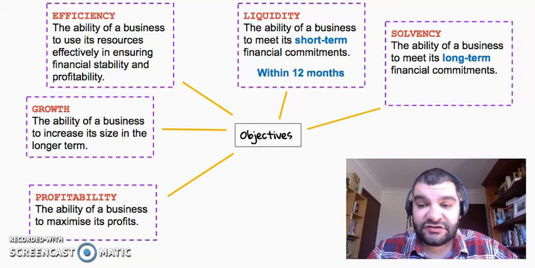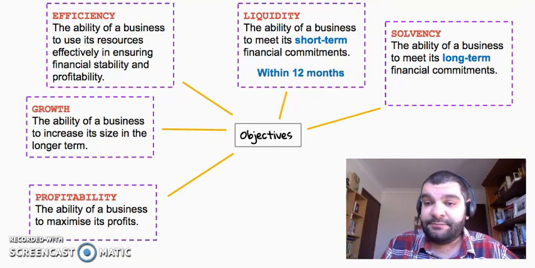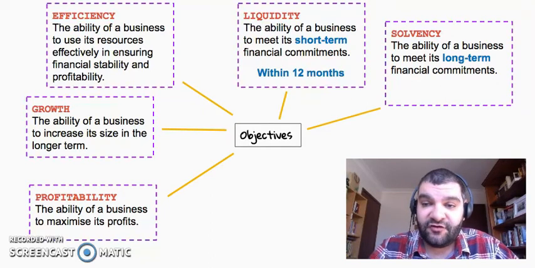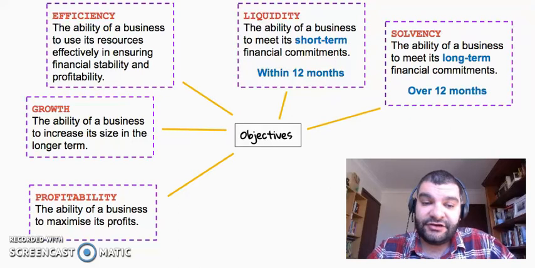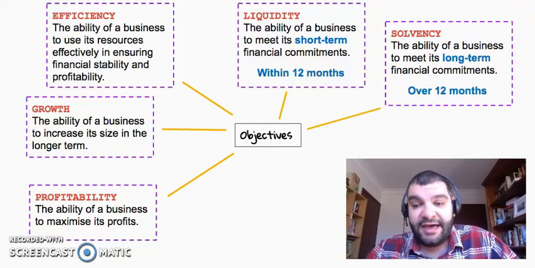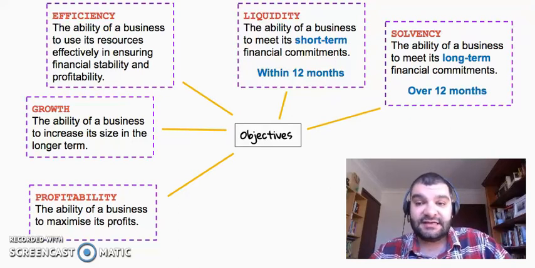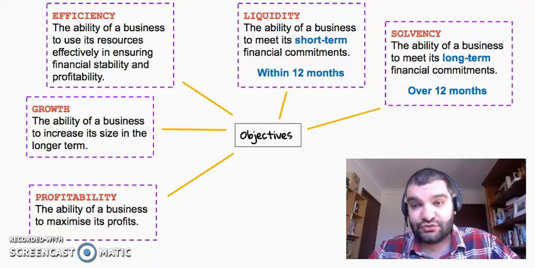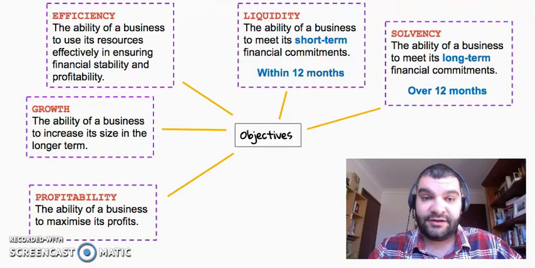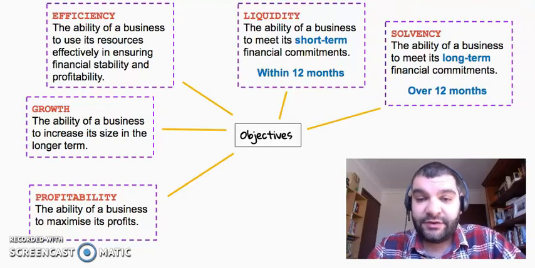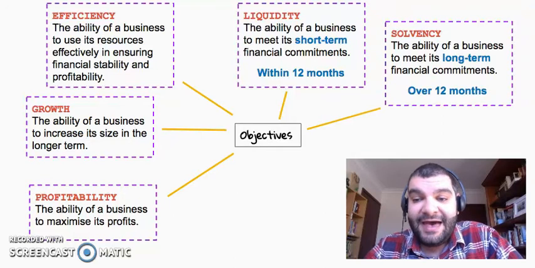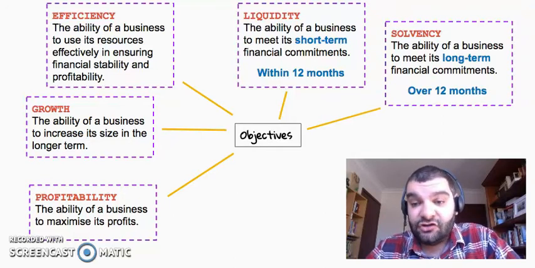And finally, we have solvency as an objective of financial management. This is the ability of a business to meet its long-term financial commitments. Long-term, over 12 months. What this looks at is the debt to equity. So, how much debt, external finance, is there compared to the equity, the internal finance? Do they have enough equity in order to repay their long-term debt?